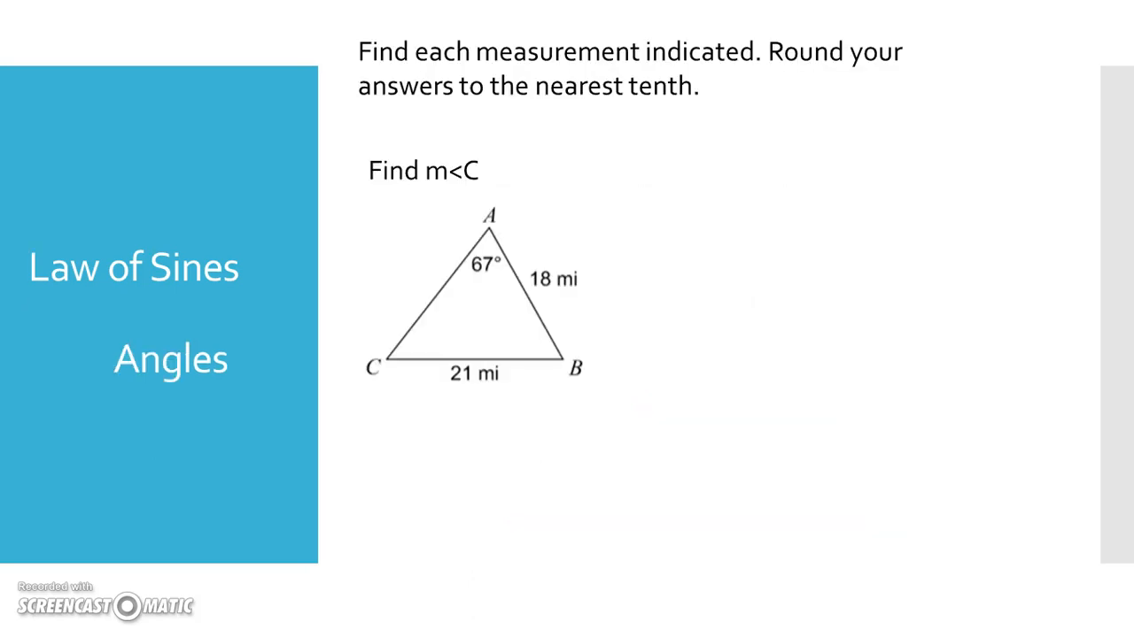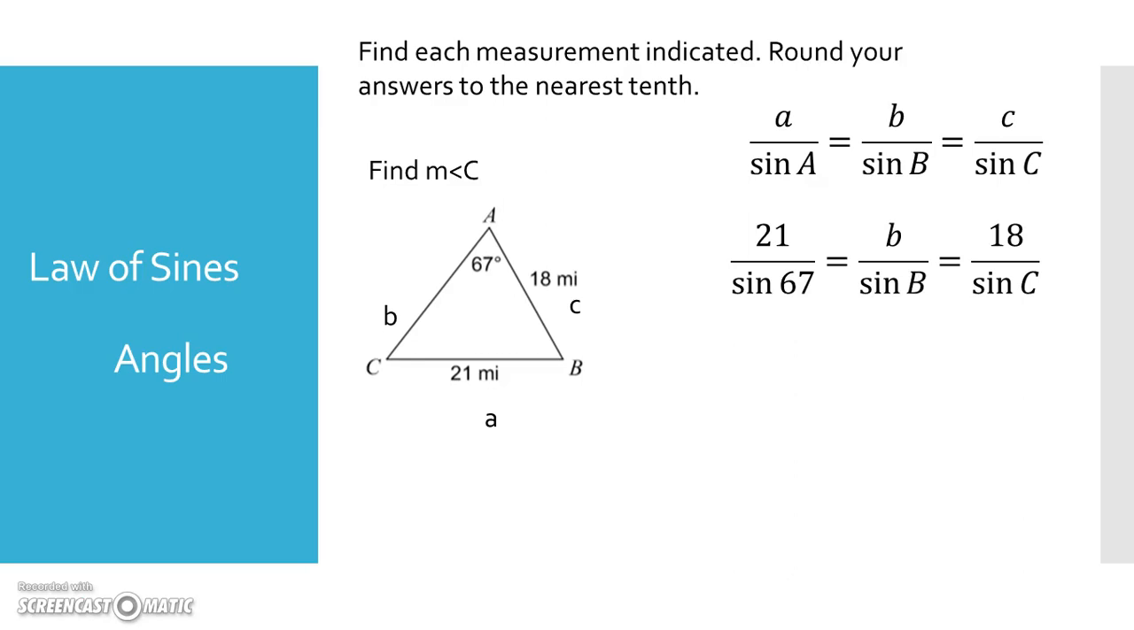Alright, so it says find angle C. So first let's label our triangle, lowercase a, b, and c. Then we're going to fill in as much information into the law of sines as we can. Lowercase a is 21, capital A is 67, lowercase b is nothing, so it stays b, capital B is nothing, so it stays B, lowercase c is 18, capital C stays C.